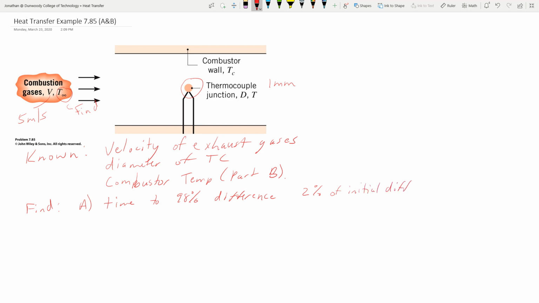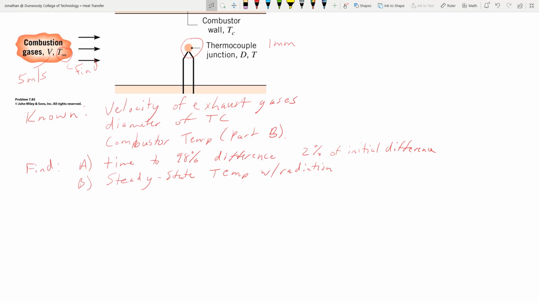That makes sense. If it was initially 1,000 degrees between this thermocouple and this exhaust gases, we would want to go until we got to 980. Excuse me, not 998. And we also want to find the effect, the steady state temp with radiation. That's what we're going to look at.